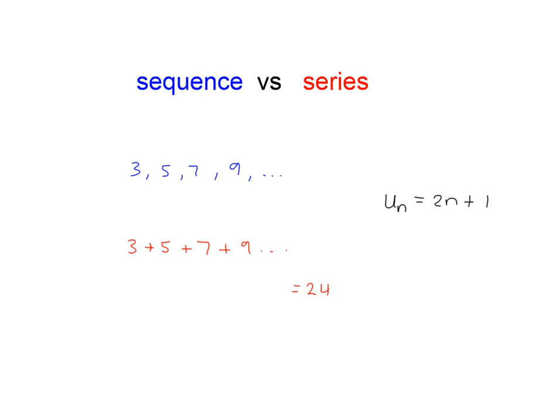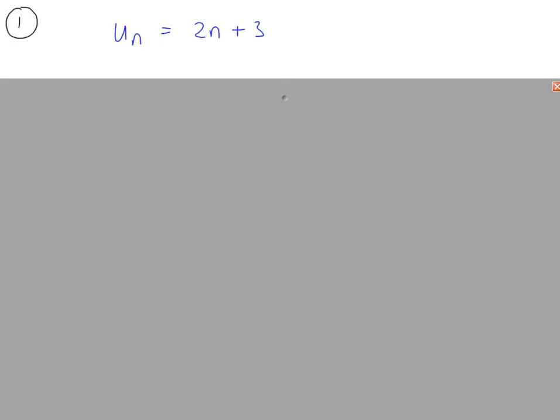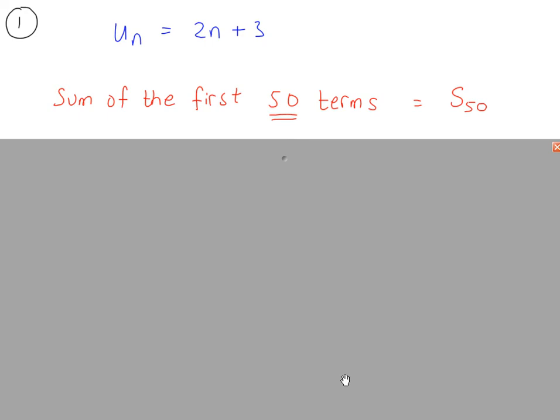For a series, we also work out the sum of n terms. So there should be a formula here to work out the sum of any number of terms in this series. So for an arithmetic series, the nth term formula, un equals 2n plus 3, and we want to work out the sum of the first 50 terms, which is summarized as S50, the sum of 50 terms.